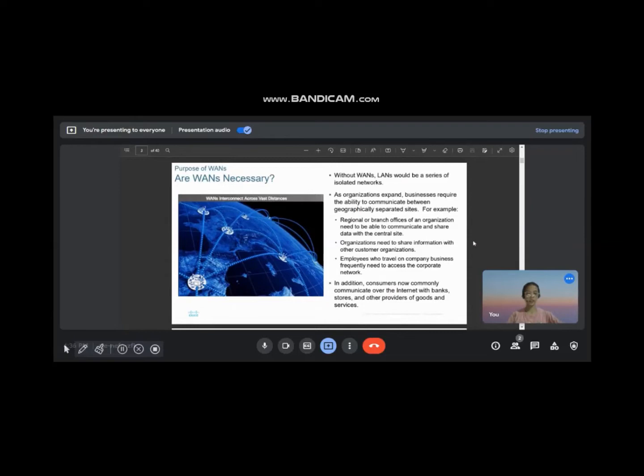Are WANs necessary? Without WANs, LANs would be a series of isolated networks. As organizations expand, businesses require the ability to communicate between geographically separate sites. For example, regional or branch offices of an organization need to be able to communicate and share data with the central site. Organizations need to share information with other customer organizations. Employees who travel on company business frequently need to access the corporate network. In addition, consumers now commonly communicate over the internet with banks, stores, and other providers of goods and services.